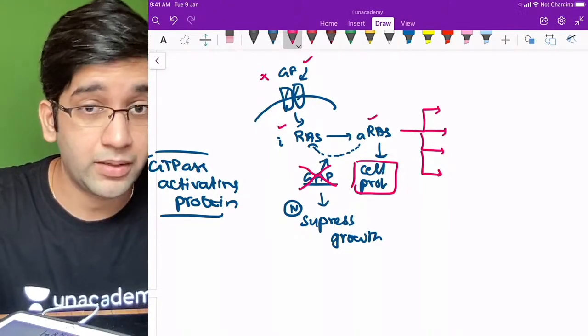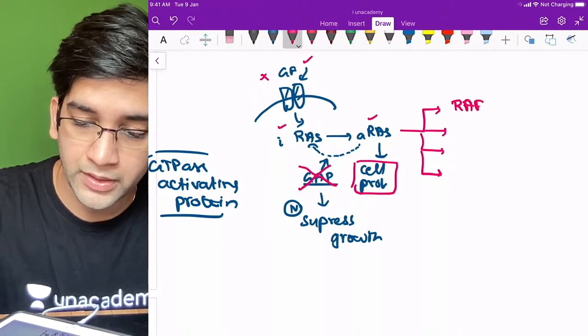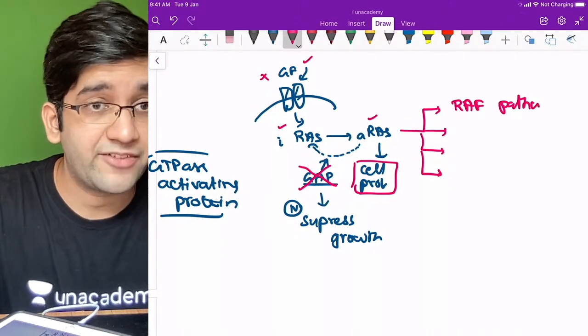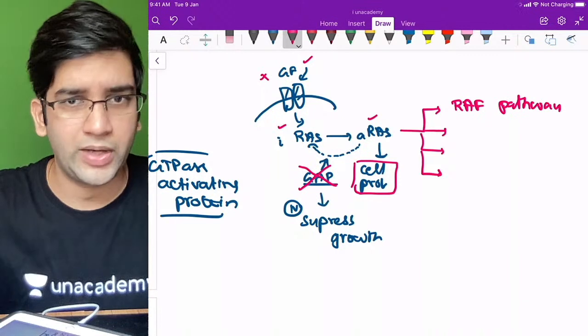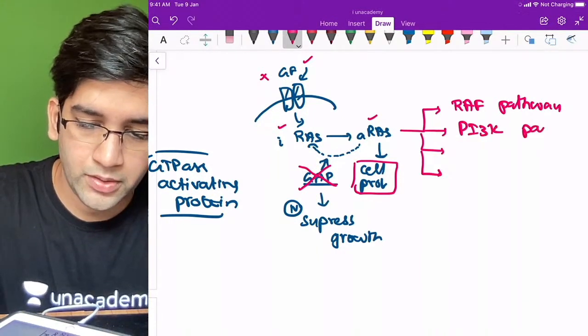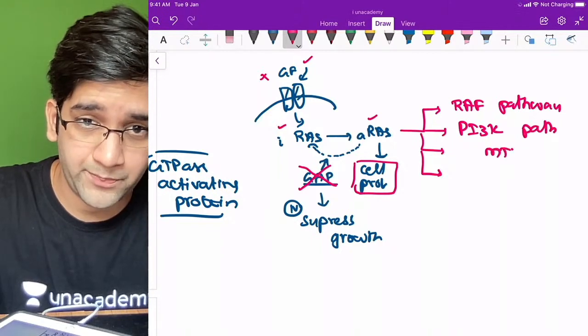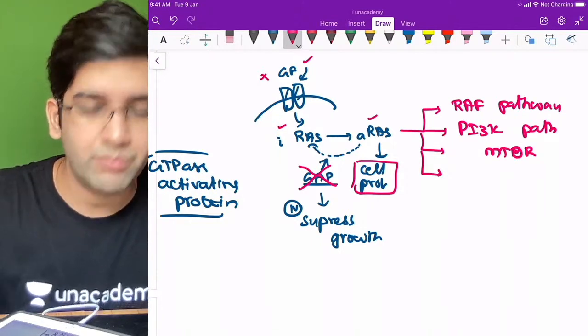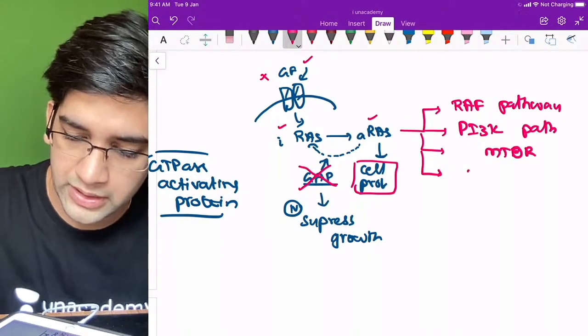Below that, it has the RAF pathway. You must have read about BRAF mutation, right? That pathway is also linked to RAS. You have your phosphoinositide 3-kinase pathway. You have your mTOR pathway. mTOR is the one which is more important in cellular proliferation, and you have an AKT pathway.